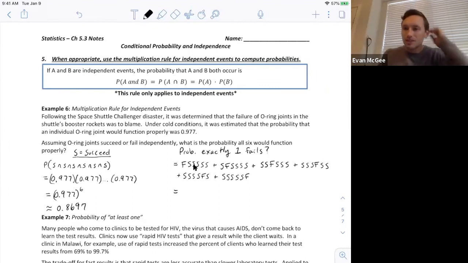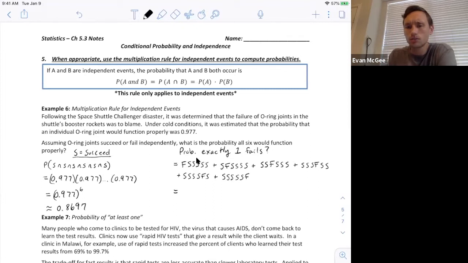Okay, so I didn't write these in probability notation just because of the amount of space that I had. But this is all the different options that satisfy exactly one failing. It could be the first one fails and the next 5 are successful. It could be the second one fails, and the remaining 4 and the first were successes. So all of these are possible options for how exactly one fails.